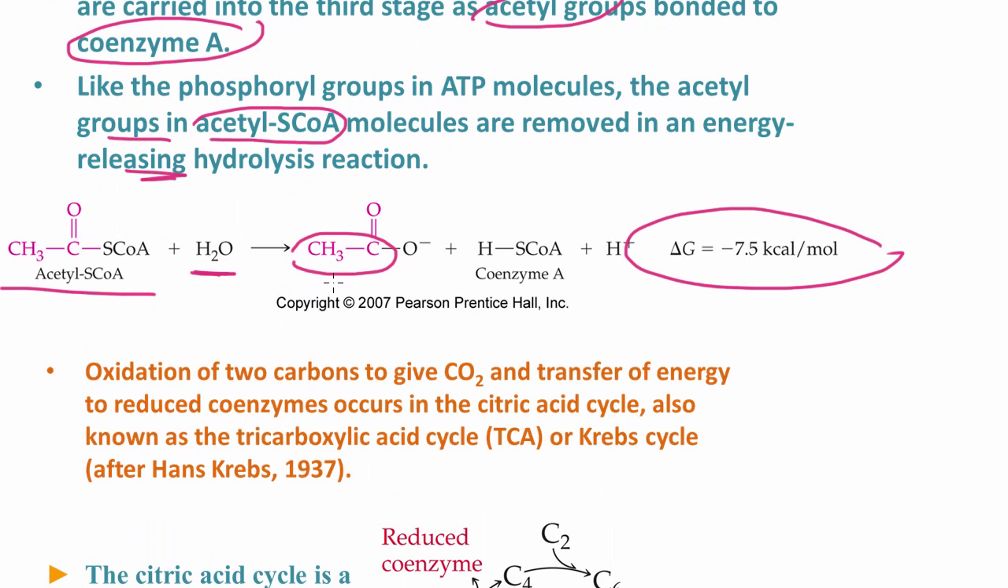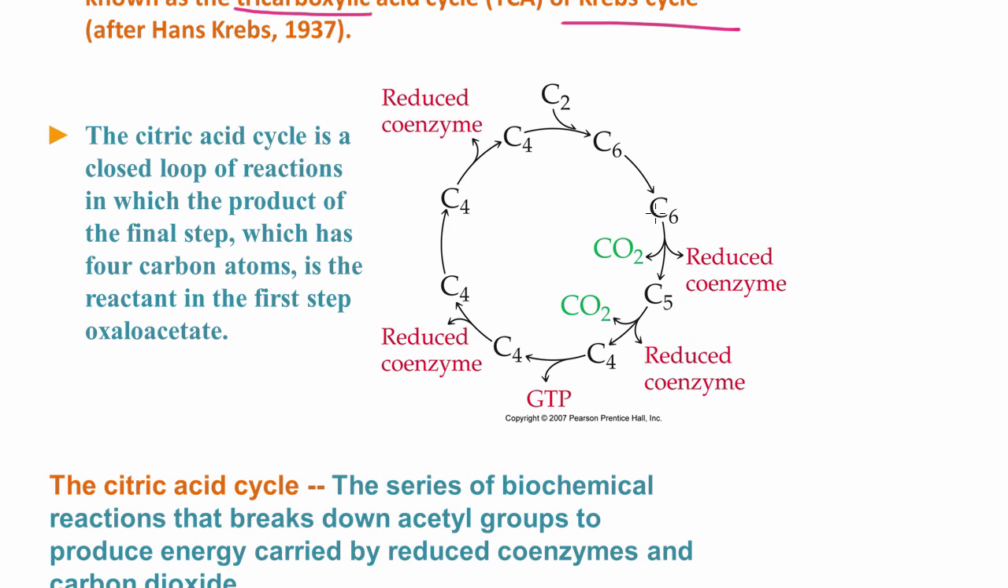Turns out that as the substance goes through several oxidation reactions, the oxidation of the two carbons to give carbon dioxide, there's also going to be an energy transfer to the reduced coenzymes, and this takes place in about 8 steps. So we'll go through the steps in a minute. Again, this is also known as the tricarboxylic acid cycle or the Krebs cycle. Okay, so we'll talk about those 8 steps in a minute. We have this cyclic pathway, and it turns out that the product of the final step is the reactant in the first step, and that starts with oxaloacetate.